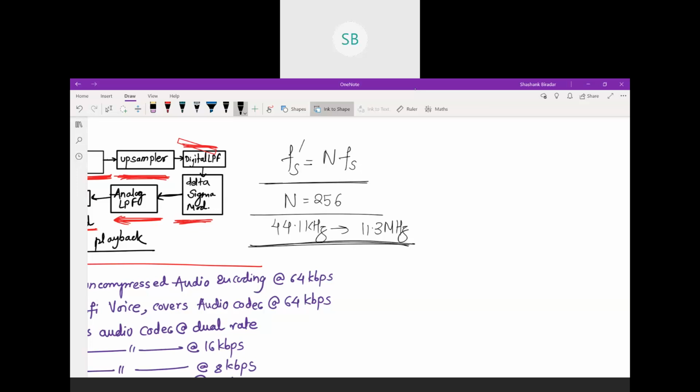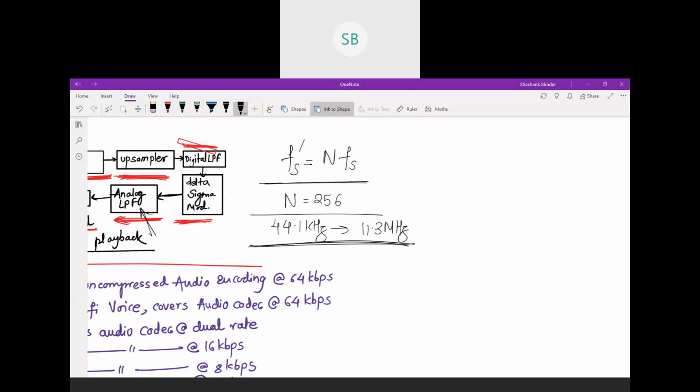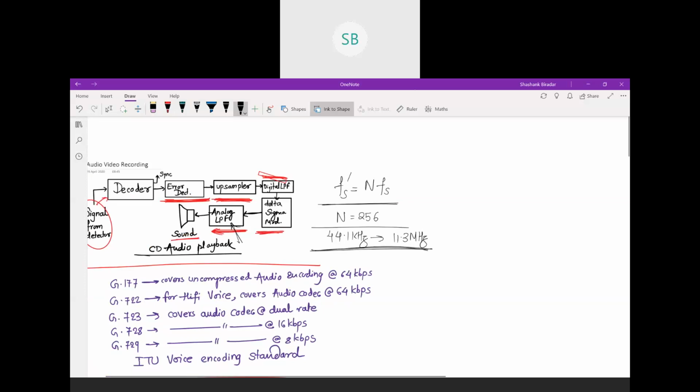And the last block in this one is the analog low pass filter. This is a simple Butterworth low pass filter having a bandwidth of 20 kilohertz. Why? Because the audio range is within 20 hertz to 20 kilohertz. Am I right? So this is how this works. Okay, understood.